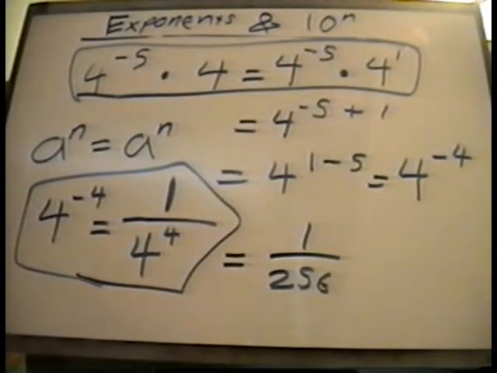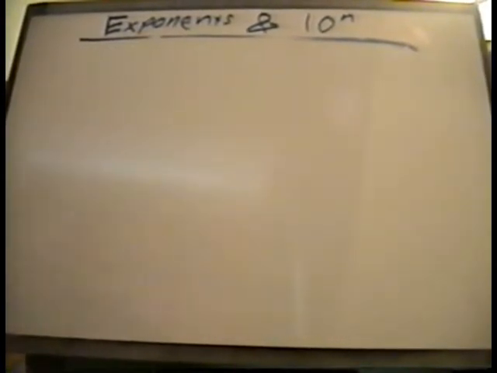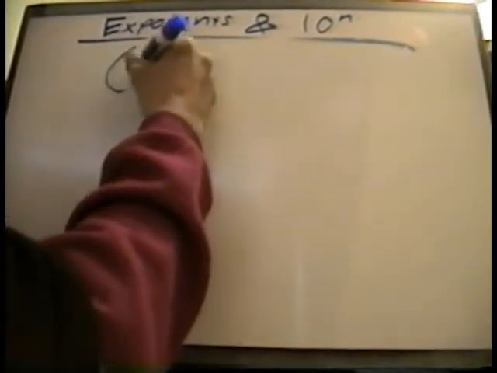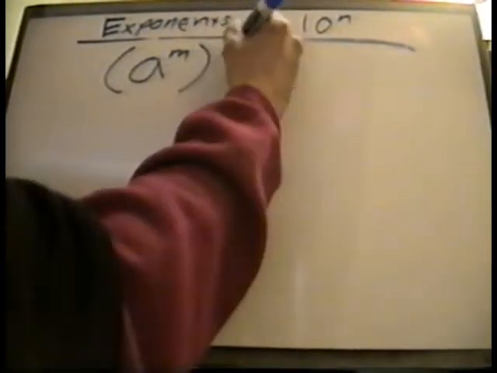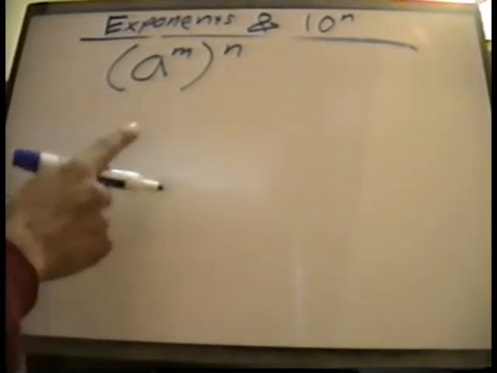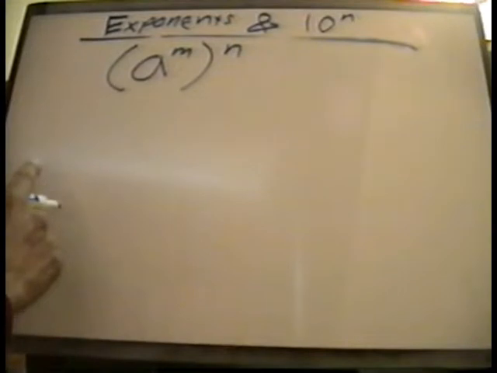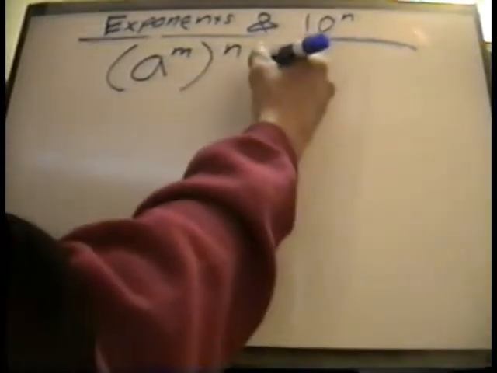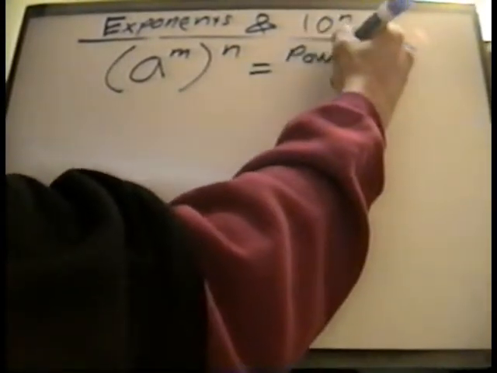Now we're going to apply this rule: a to the power of m taken to the power of n. Meaning, this is a power of a power, or a power of an exponent. Now this is called the power rule of exponents, or power law of exponents.